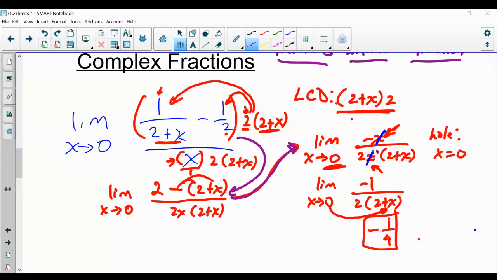The x's cancel, giving me negative 1 over 2 times (2 plus x). And notice that the x that was causing a 0 in the denominator got canceled out. So there must be a hole at x equals 0. So I know that if I just plug 0 into the simplified expression, that will be the limit's value. So plugging in 0 for x, I would get negative 1/4 as my overall limit.